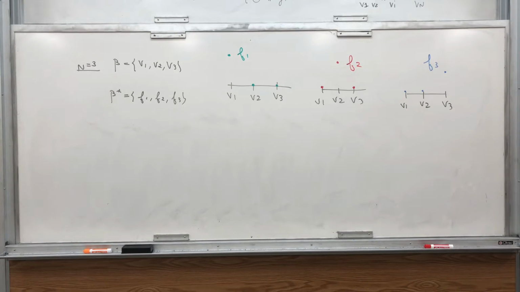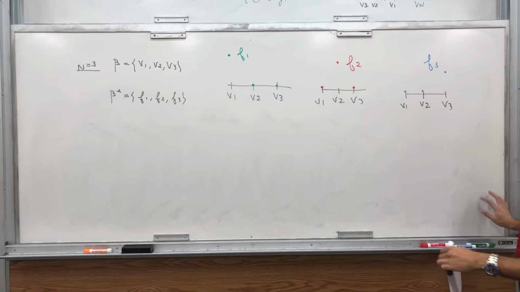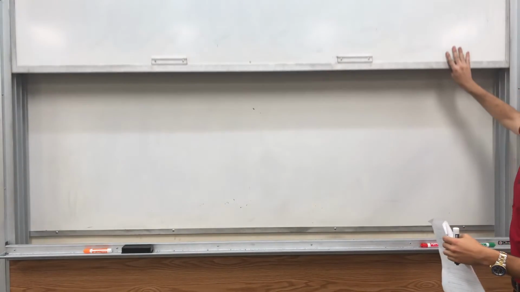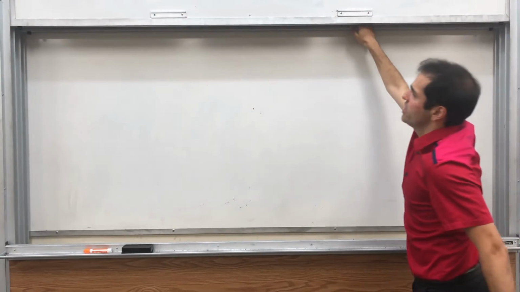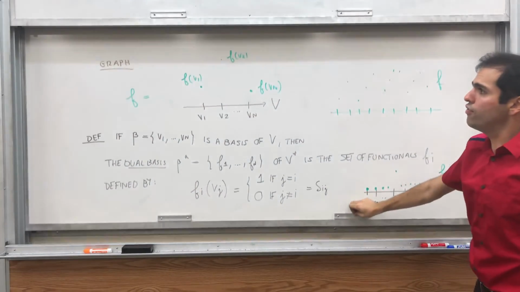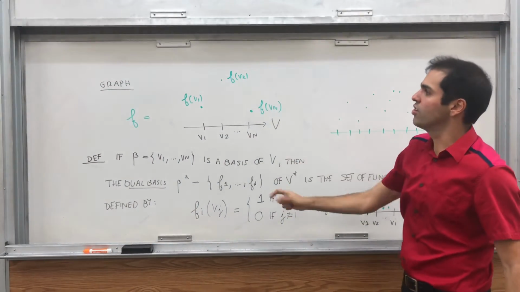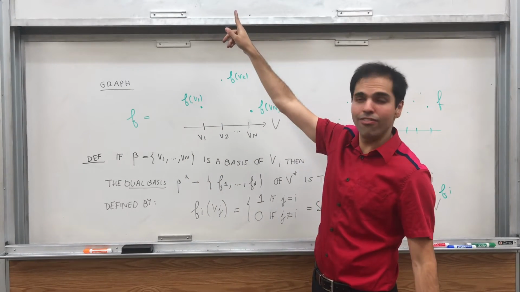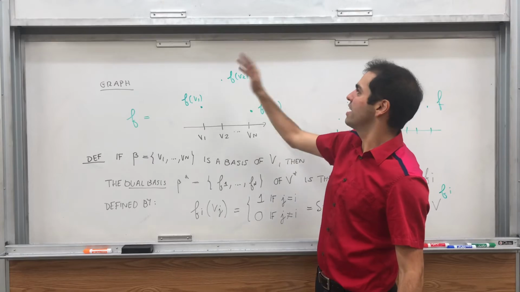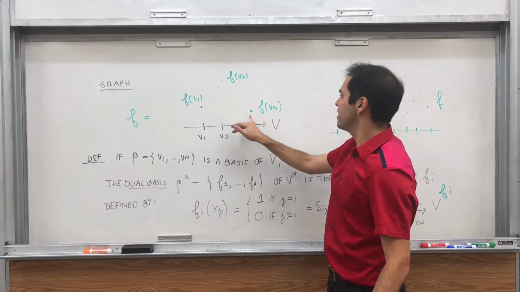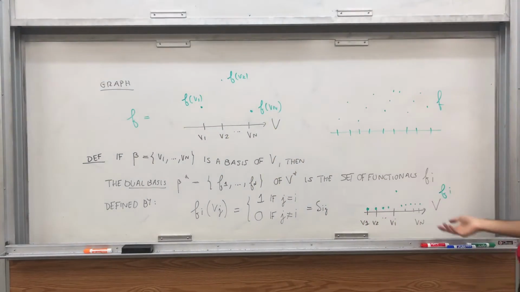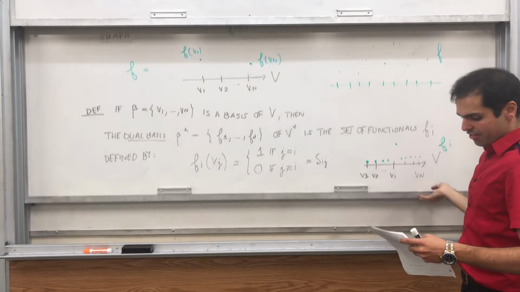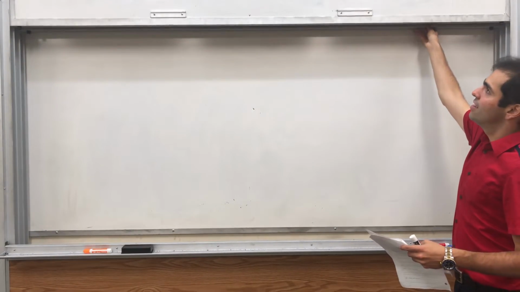And notice those are really building blocks, because in fact you may guess, if you have a general linear functional, you can write it as f(v1) times the first f1 plus f(v2) times the second f2, etc., up to f(vn) times the nth fn.